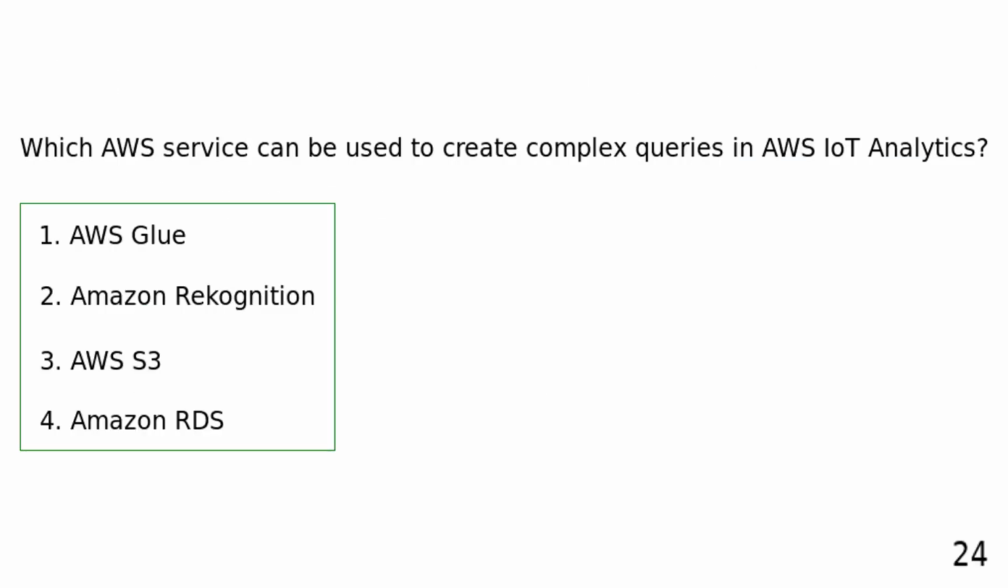Which AWS service can be used to create complex queries in AWS IoT Analytics? AWS Glue. Amazon Rekognition. AWS S3. Amazon RDS. AWS Glue can be used to create complex ETL queries in AWS IoT Analytics.